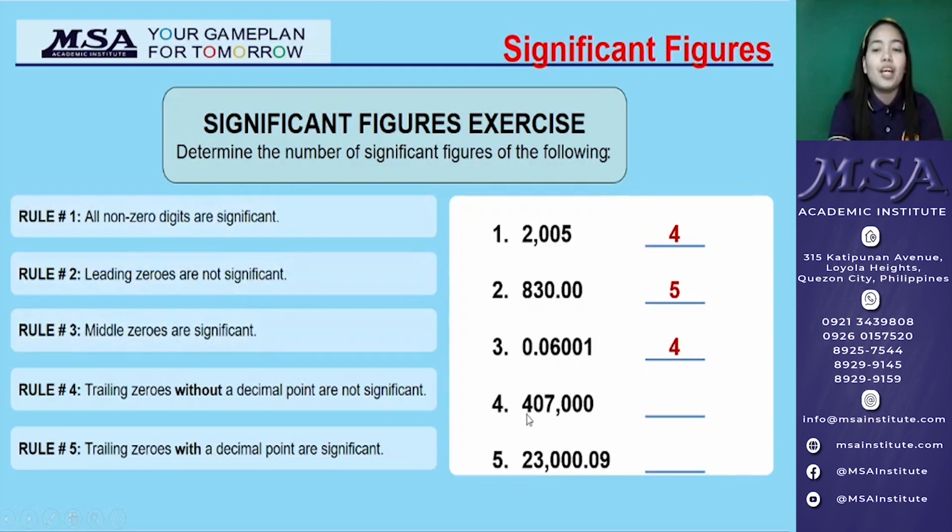And for number 4, remember that trailing zeros without a decimal point, they are not significant. So we will only have 1, 2, 3, 3 significant figures. And for number 5, remember that middle zeros again are significant. So it will have 1, 2, 3, 4, 5, 6, 7, 7 significant figures.